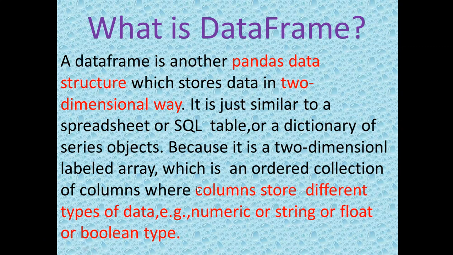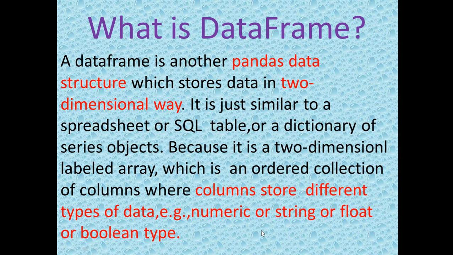It means that when the data frame is created, the rows as well as columns will be created. The columns will have an ordered collection, meaning the specific information is stored one by one, and the columns store different types of data. One column may store string type data, another column numeric type data, the next column string or float or boolean type data. So the columns store different types of data altogether.